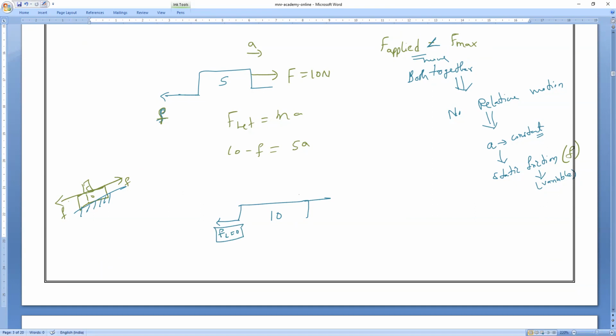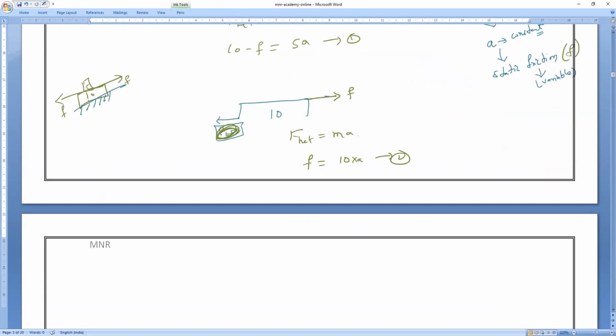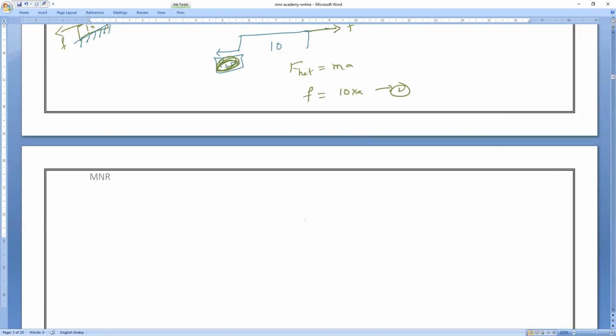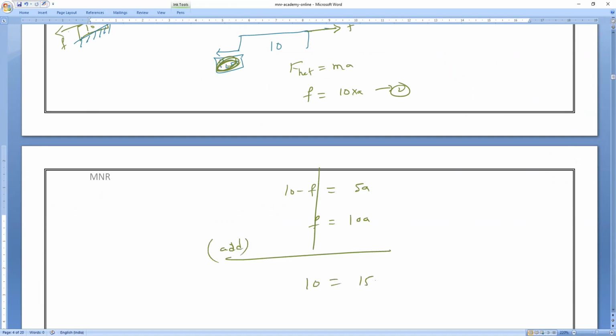So what will happen? The only force acting is static friction, no other force. So you can write F net equals MA. What is the answer? F equals 10 into A. Is it okay, guys? You all agree with me? Then you can add both equations: 10 minus F equals 5A, and F equals 10A. So both Fs will get cancelled if you add them. So what is the answer? 10 equals 15A.